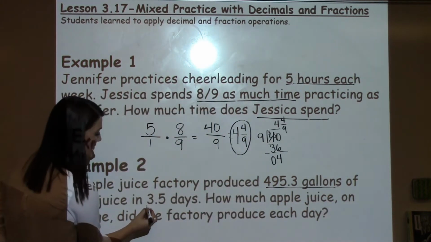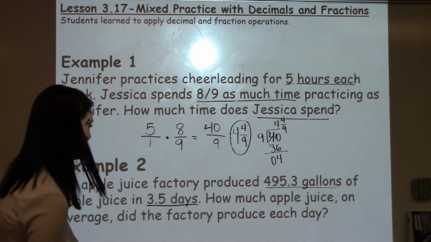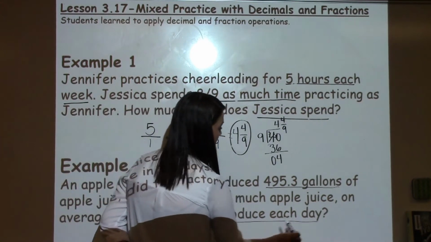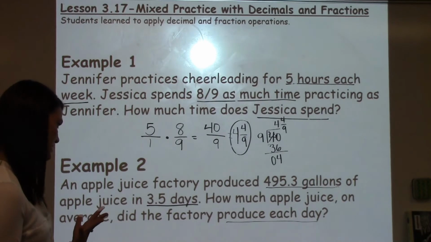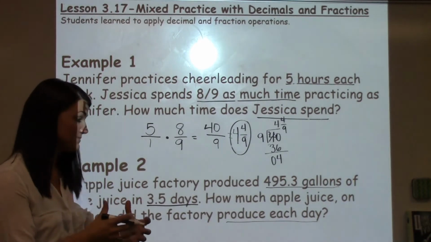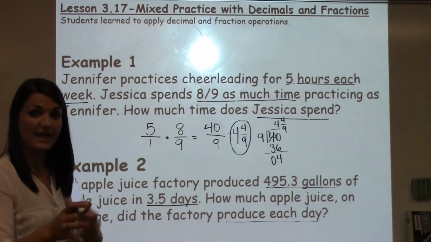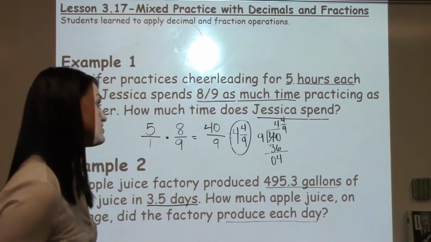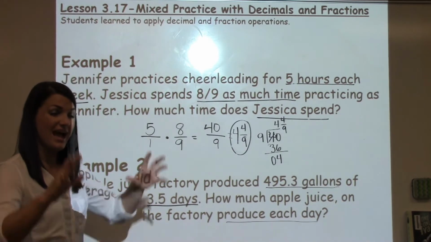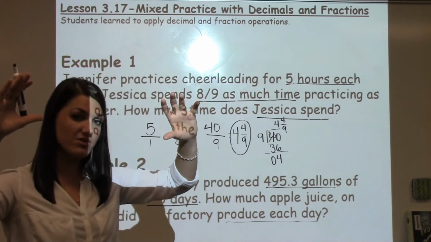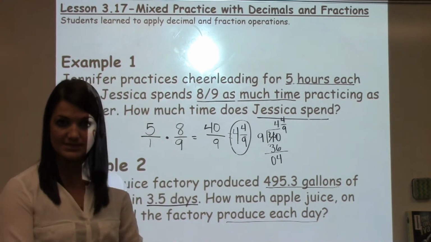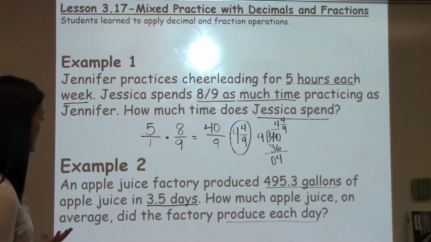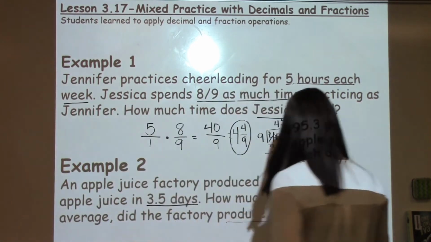In example 2, it says, an apple juice factory produced 495 and 3/10 gallons of apple juice in 3 and 5/10 days, or 3.5 days. How much apple juice, on average, did the factory produce each day? So, this makes me think that I'm going to be taking those gallons and the number of days, and I'm going to be splitting it. Okay, on this day I did this much, this day I did this much, this day I did this much. All right, and how many did they produce each day? I'm taking that big number, 495 and 3/10, and I'm splitting it into how many days I worked, which was 3 and 5/10. So this to me is a division problem. So I am going to move my division right over here so I have room.